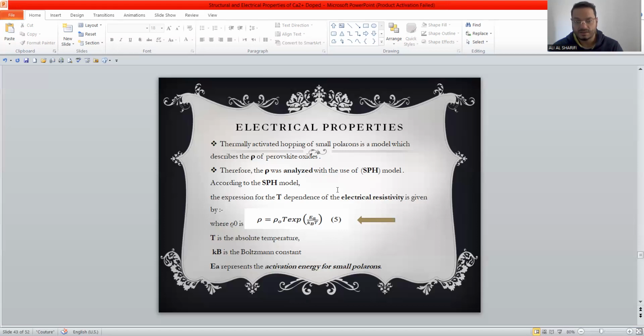Resistivity zero is a different number according to the element. It's a constant, but related to which element we're dealing with. T is the absolute temperature. EA is the activation energy. KB is the Boltzmann constant.